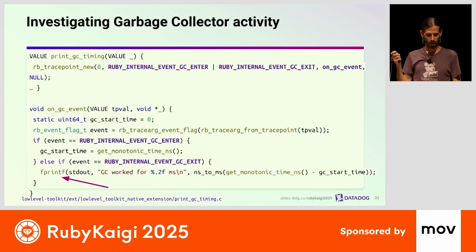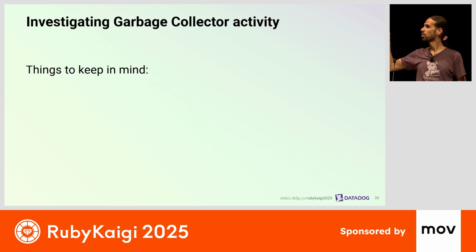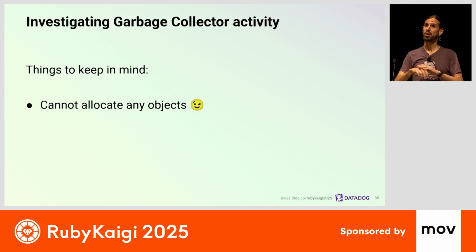So yes, sorry, next slide. So, things to keep in mind when you're doing this work around the GC APIs. You cannot allocate any objects, which, if you think about it, makes sense. Somewhere in the Ruby code, you're trying to create an object. And when you're going to create an object, Ruby looks at it and thinks, oh, there's no space, I need to do a garbage collection. And then Ruby starts doing a garbage collection.